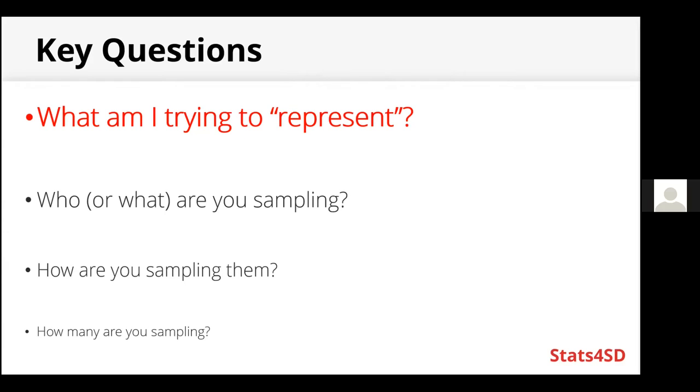and how many are you going to sample? These four questions, I think, work in a hierarchy where you can't answer that who or what are you sampling until you've worked out what it is that you're trying to represent. And you can't work out the how until you know the who, and then you can't work out the how many until you sort of know everything else. So it's all building on top of each other.